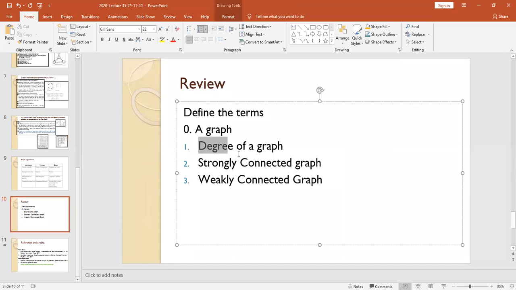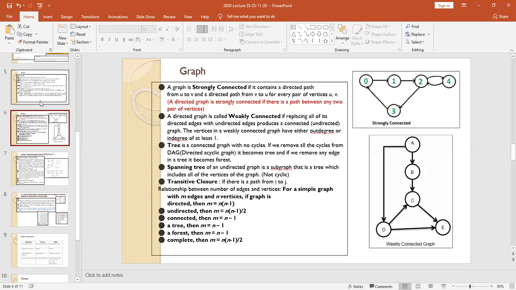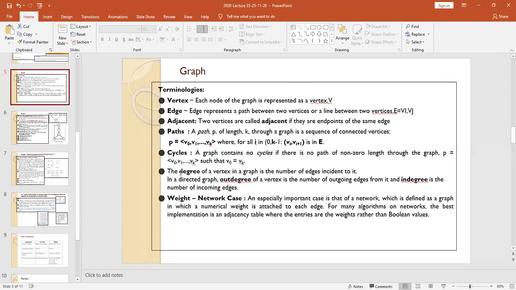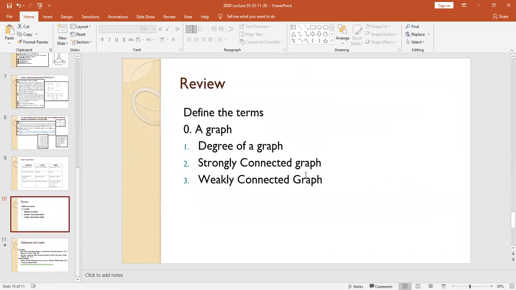Next, the degree of the graph. You can find the degree for a vertex. The degree of a vertex in a graph is the number of edges to or from that node. Out degree is the number of outgoing edges from the node, and in degree is the number of incoming edges to the node. Then strongly connected and weakly connected.